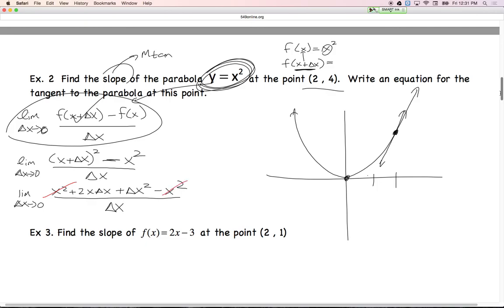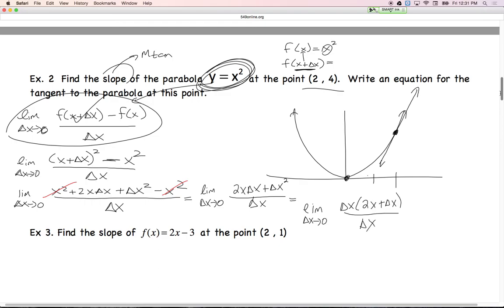x squared gone. So now we have the limit as delta x approaches 0 of 2x delta x plus delta x squared over delta x. We haven't taken the limit yet. What's the next step? Factor out a delta x. So now we have the limit as delta x approaches 0, with a delta x factored out, of 2x plus delta x all over delta x. What happens at this point? The delta x's cancel. Isn't that awesome?